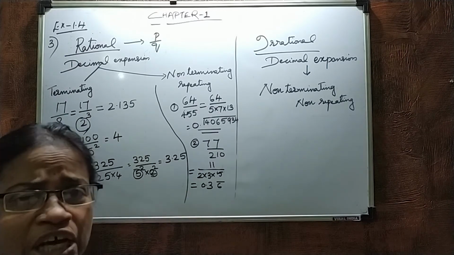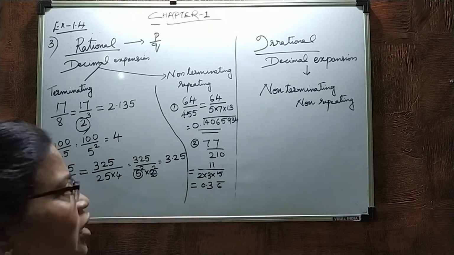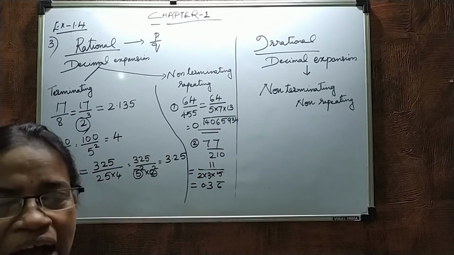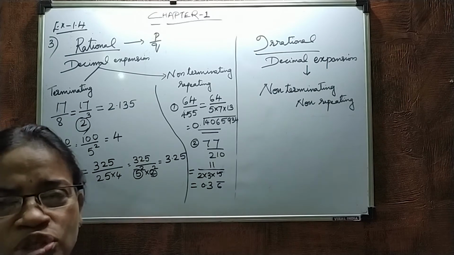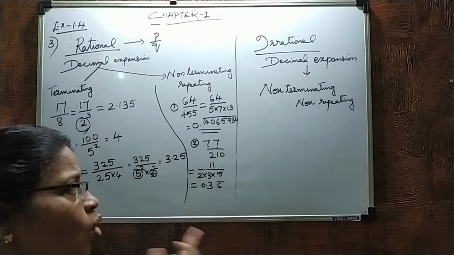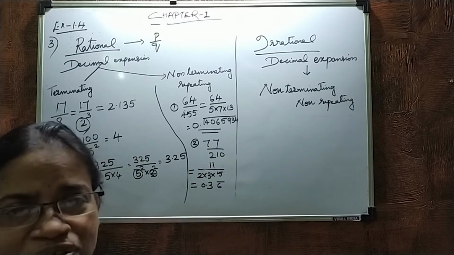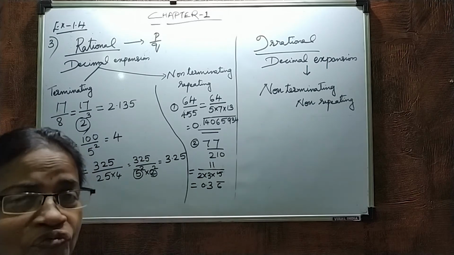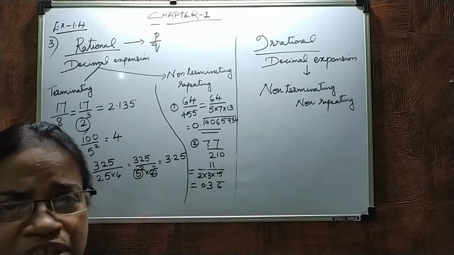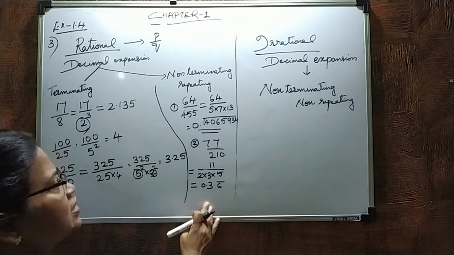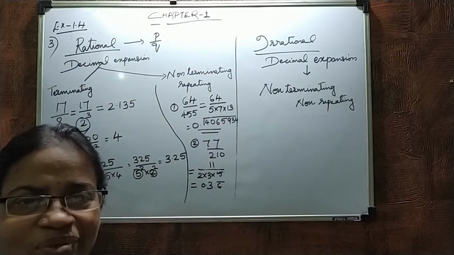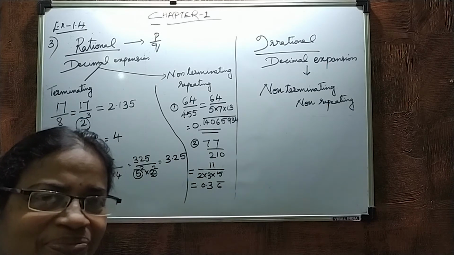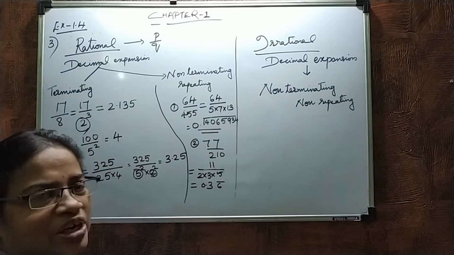What are non-terminating repeating? Non-terminating repeating means either 5 will be there but some other extra factors also will be there, or 2 will be there and some other extra factors will be there, or 2 into 5 into some other factors will be there. Then we will get the answer as non-terminating repeating. Hope you understood. Okay. Now next one.